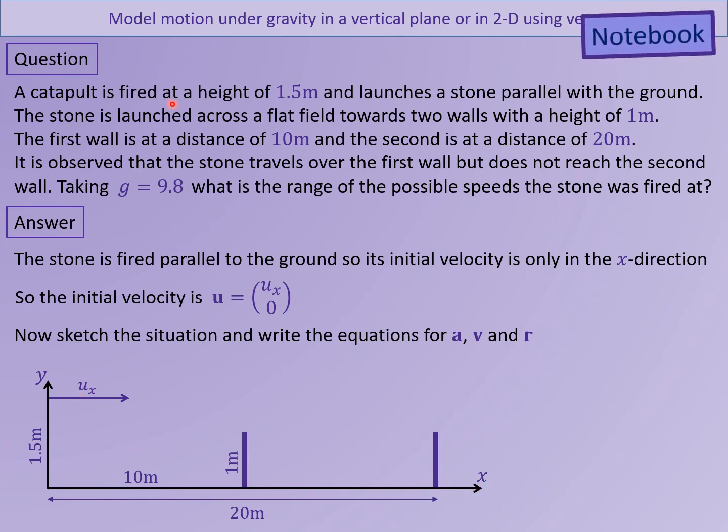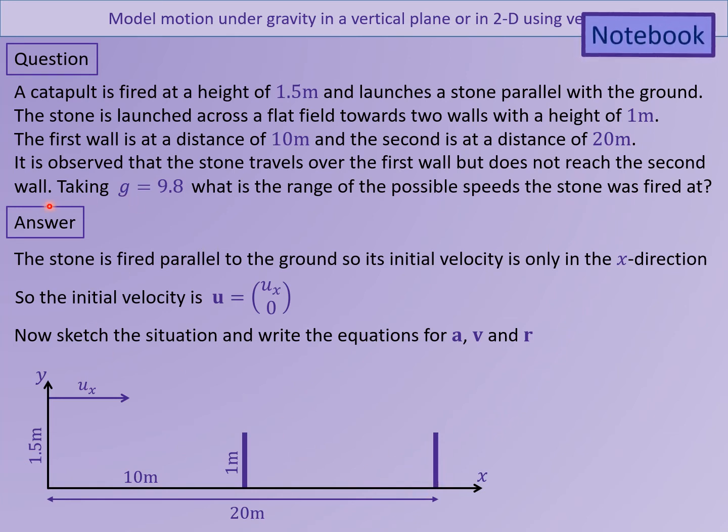Now what's happening? It's observed that the stone travels over the first wall. So it definitely travels over the first one, but it does not reach the second one. It doesn't go over it, it doesn't hit it, it just doesn't reach it. So it lands somewhere in this region just here. It just clips that first one and lands, or it goes way past that first one, but it doesn't get as far as hitting this one. That's the two things I know.